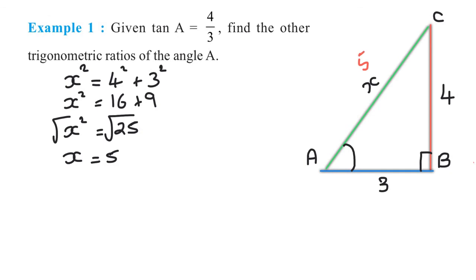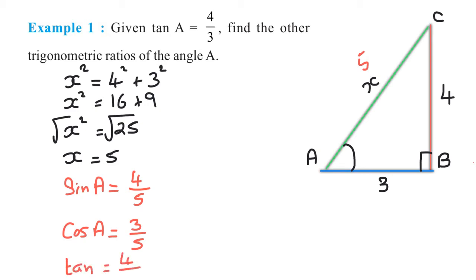Can we now figure out what is sine of angle A? Sine A. What is the ratio? It is opposite over hypotenuse. Opposite side is 4, hypotenuse is 5. What is cosine of angle A? It is adjacent side over hypotenuse. Adjacent side of angle A is 3, so 3 over 5. And of course, we know what's tan. Tan is already given in the question, which is 4 over 3.